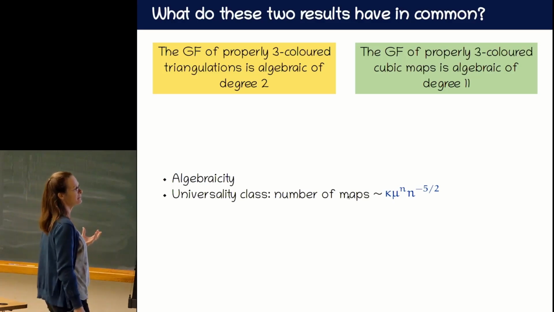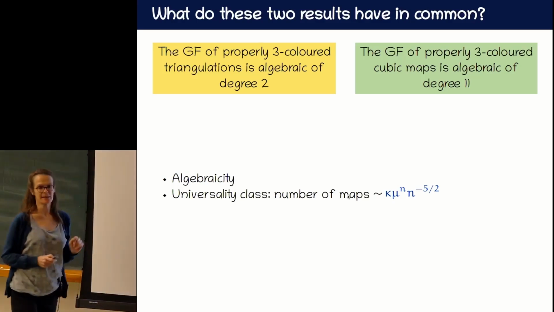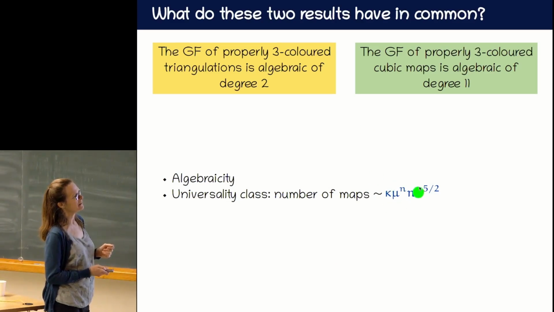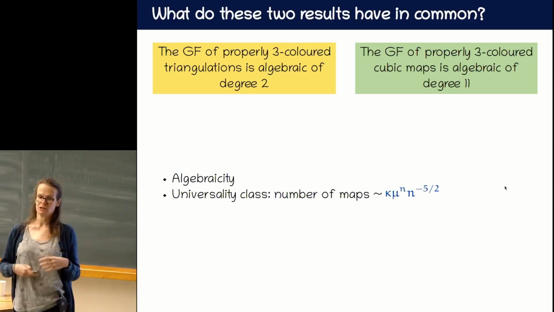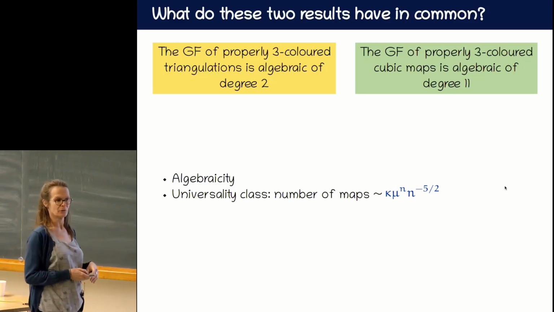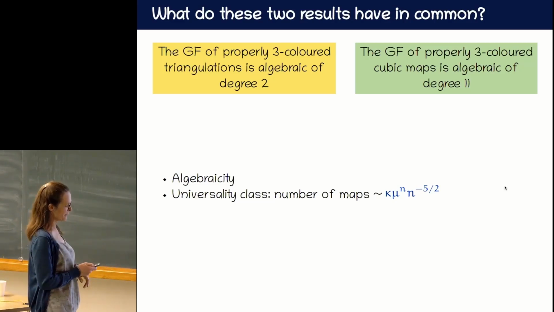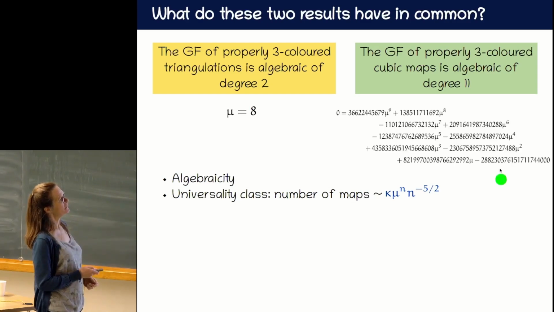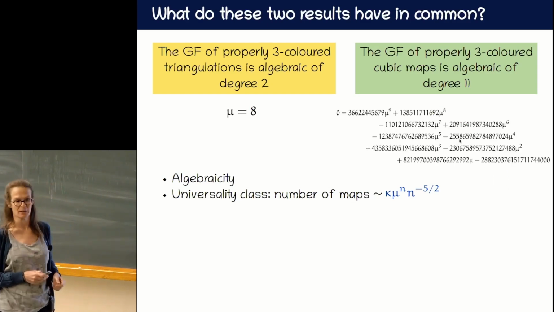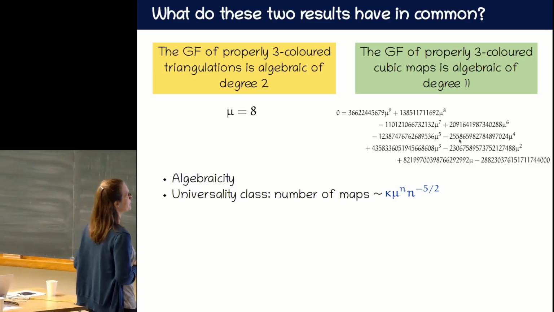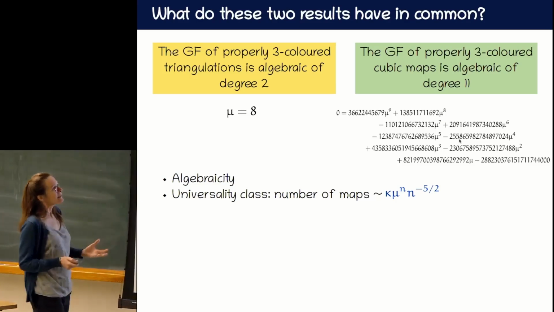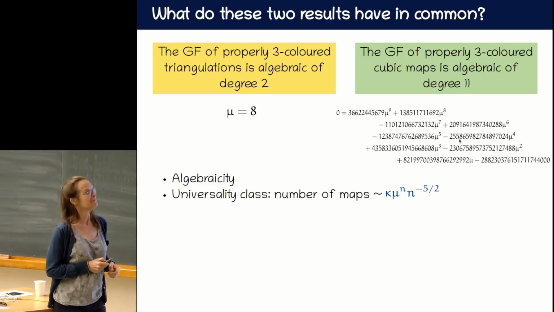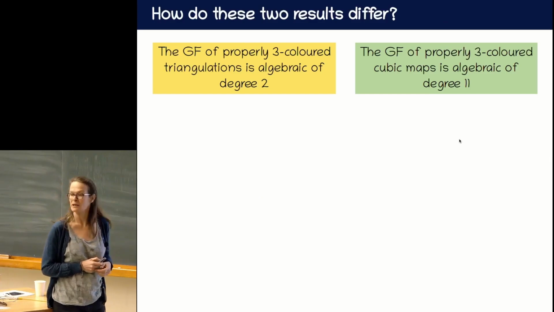That is, in terms of asymptotic counting, in both classes, the number of colored maps behaves like some mu to the n, n to the minus 5 halves, which is the usual asymptotic behavior for uncolored planar maps. Mu is 8 in the first case, and the solution of this lovely polynomial of degree 9 in the case of cubic maps. And at the moment, I would say that this is everything that these two problems have in common. So instead, I will discuss how they differ.